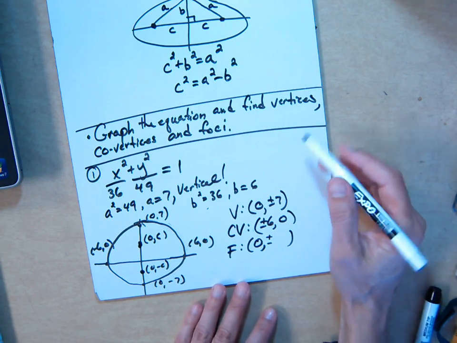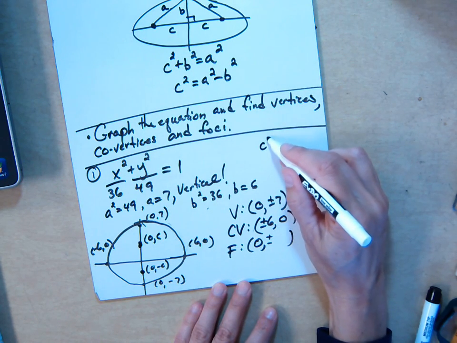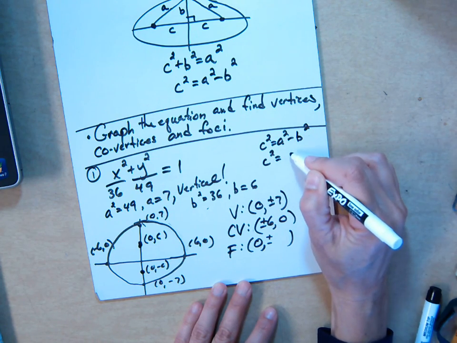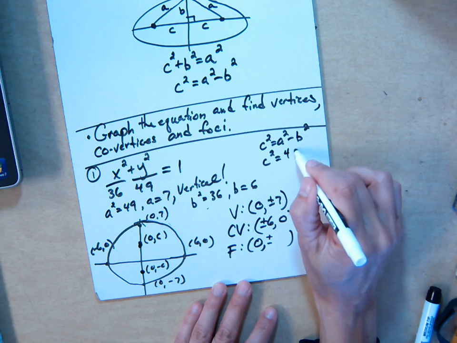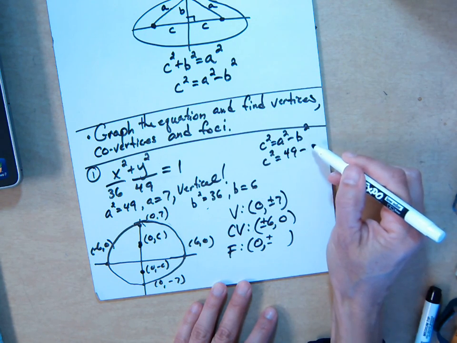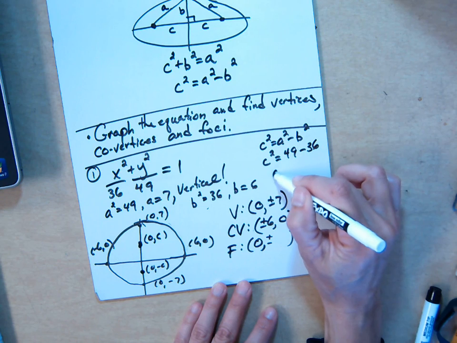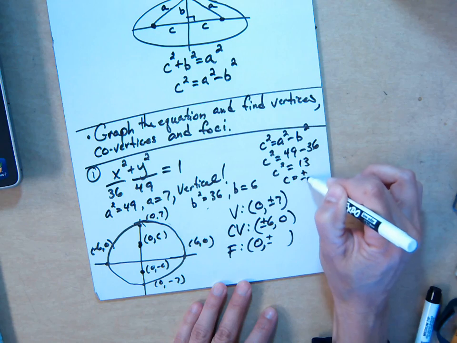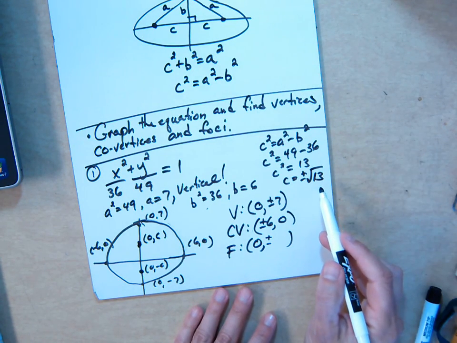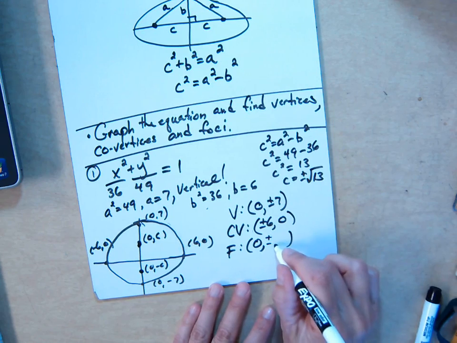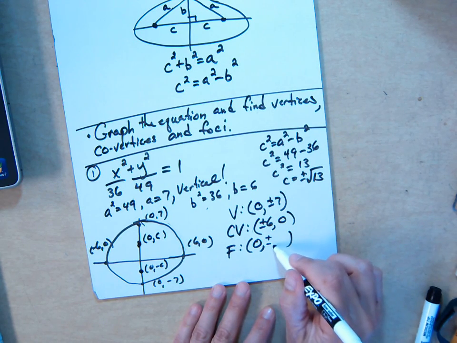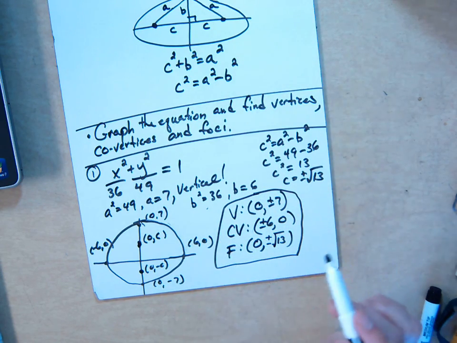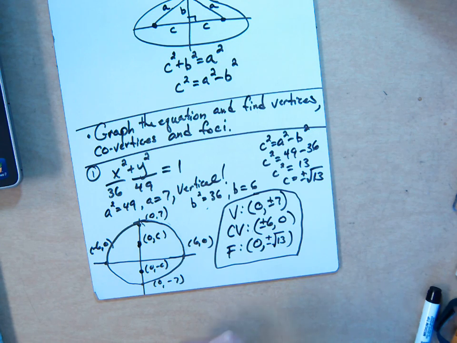So what you do is, off to the side, you're showing your work, you're using c squared equals a squared minus b squared. So c squared is, a squared was 49, the bigger number. It'll always be the bigger number minus the smaller. B squared was 36. So c squared is 13, or c is plus or minus root 13, which you should simplify if you can, but you can't, so the focus points are at 0 plus or minus root 13. And so you would box that, and you'd have your graph. Okay, so that's how you do these.